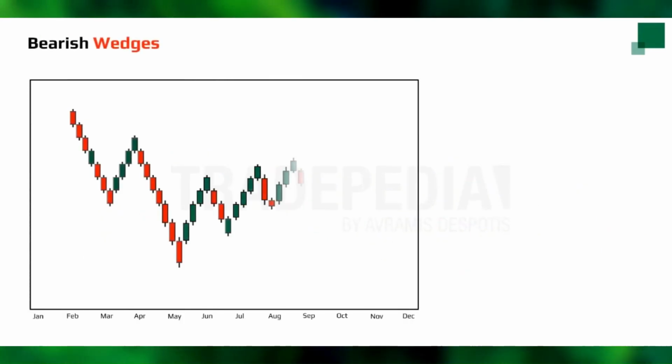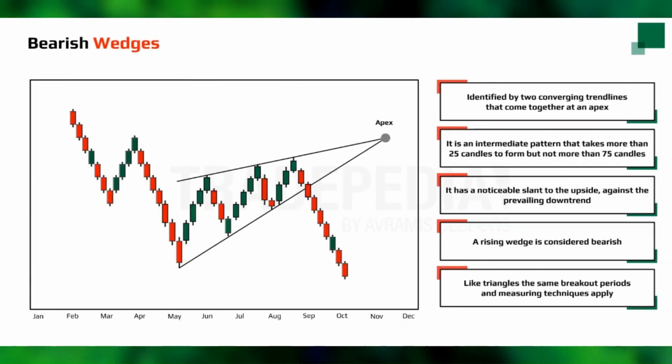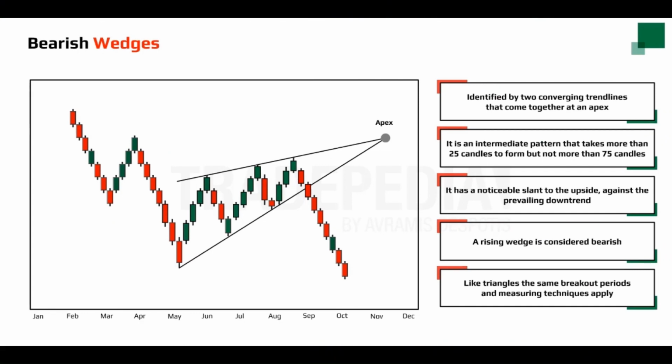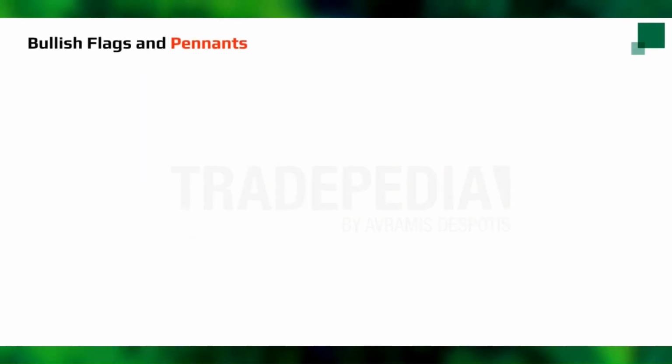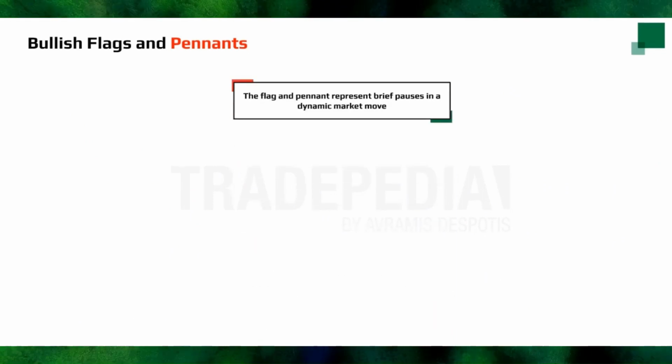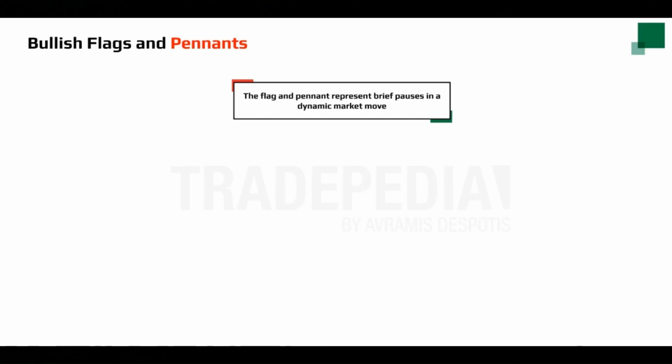The opposite pattern is that of a bearish wedge that has a noticeable slant to the upside against the prevailing downtrend. A rising wedge is considered bearish. Two other continuation patterns are the flags and the pennants. The flag and pennant represent brief pauses in a dynamic market move.